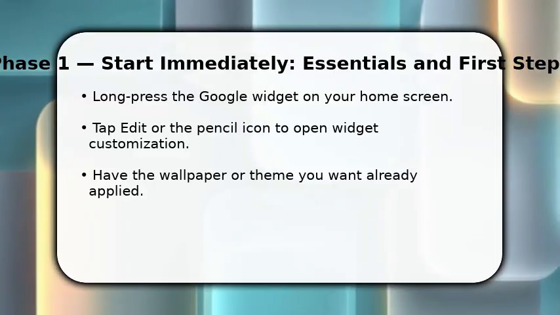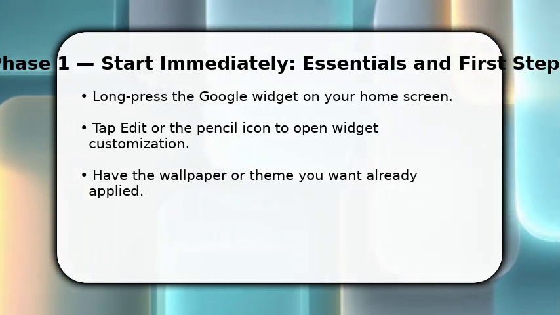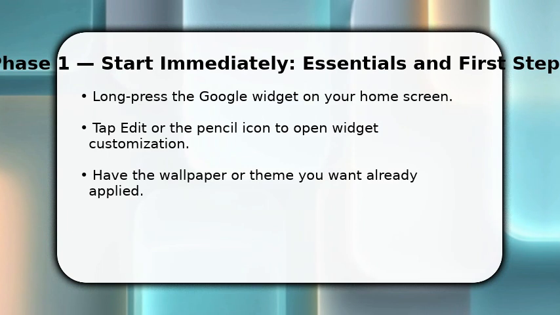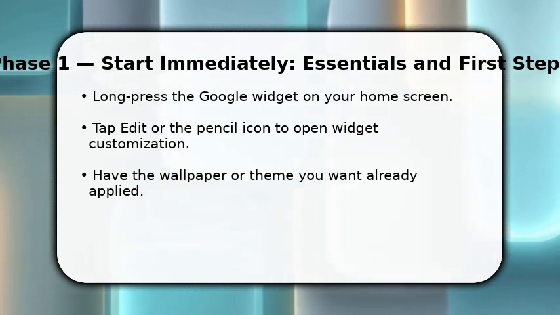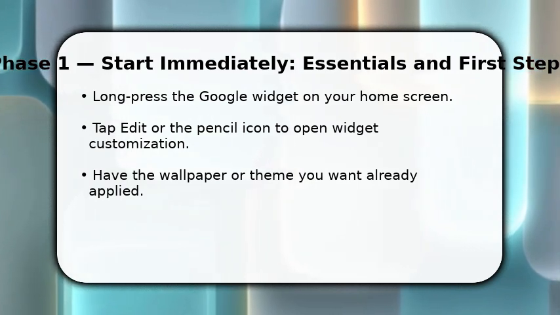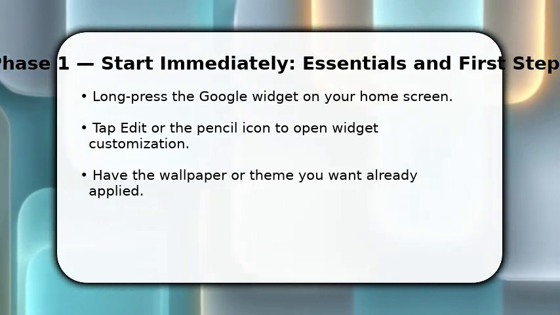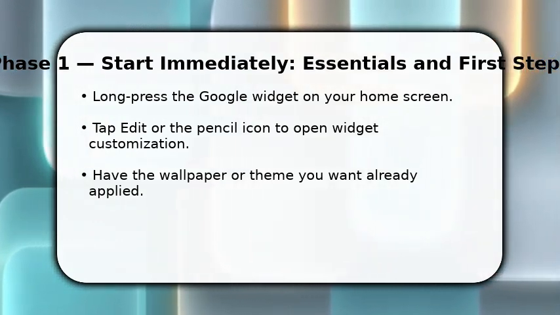You start by preparing your home screen. Long press the Google widget until the edit options appear, then tap Edit or the pencil icon. You do this because the widget's color comes from its built-in editor, not system settings. Once done, make sure your desired wallpaper and system theme are in place, since some widget elements sample those colors.